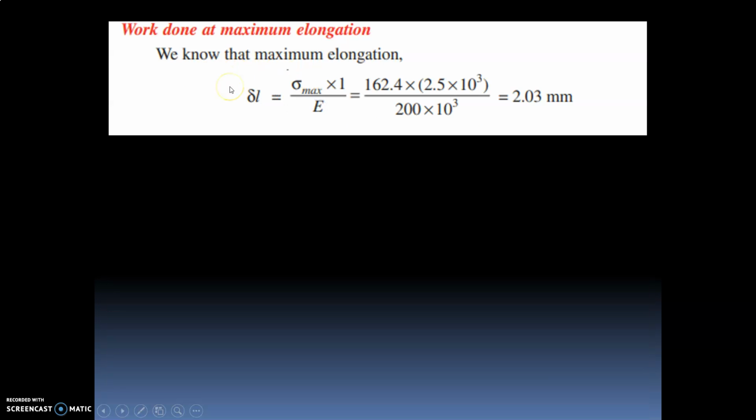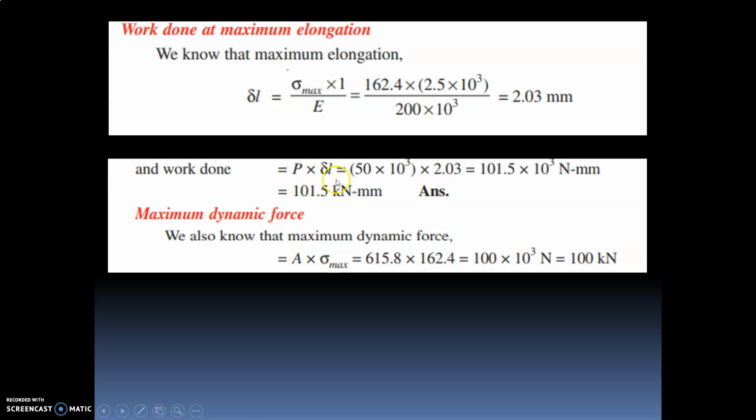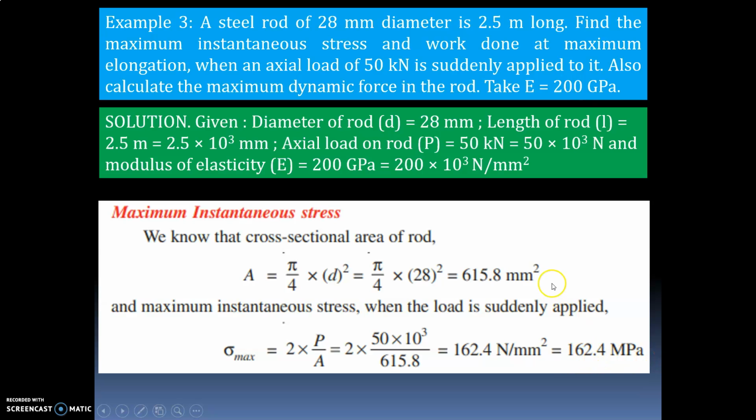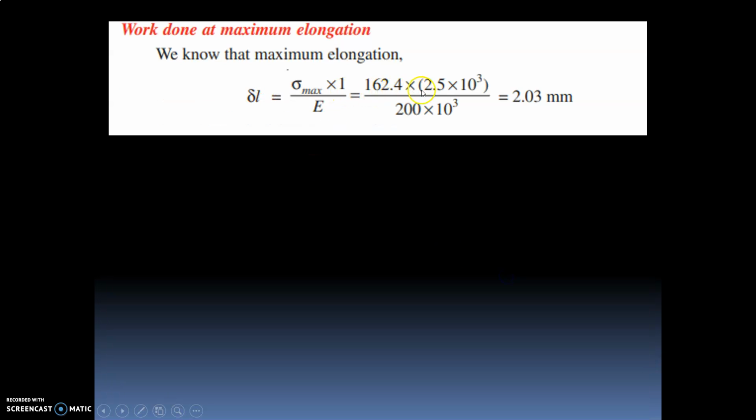Work done is given by the formula P into delta L, that is, the load into the deformation, or force into the distance. For this we require delta L, the elongation or deformation. How can you calculate it? The deformation is equal to PL divided by AE. P divided by A is equal to sigma, the stress. So stress into L divided by E is delta L. Substitute sigma max, the calculated value 162.4 MPa, into L.